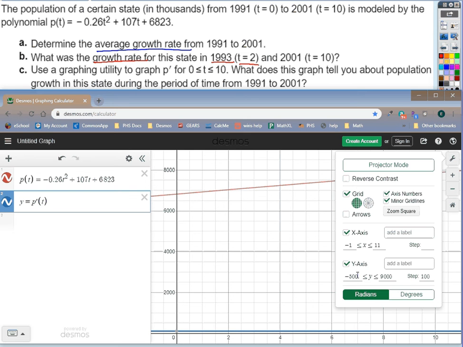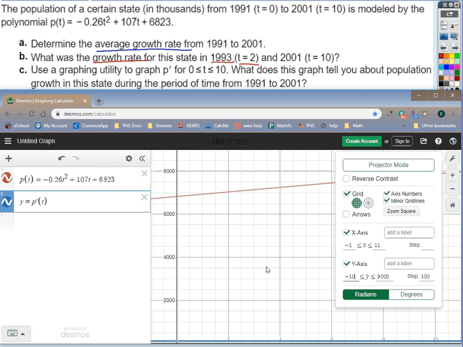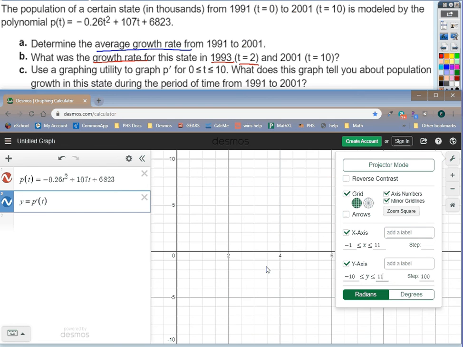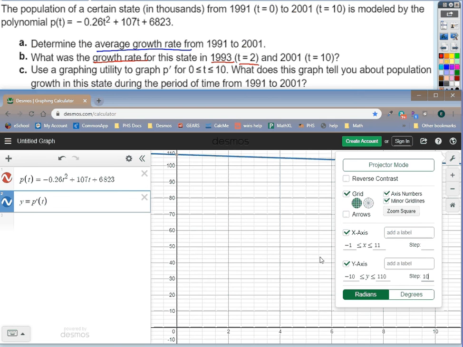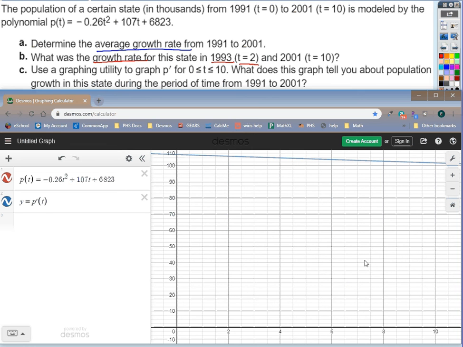So let's go from negative 10 to 110 by 10s, how about? So what do you notice? It's about the growth rate. It's decreasing. It's decreasing slightly, isn't it?